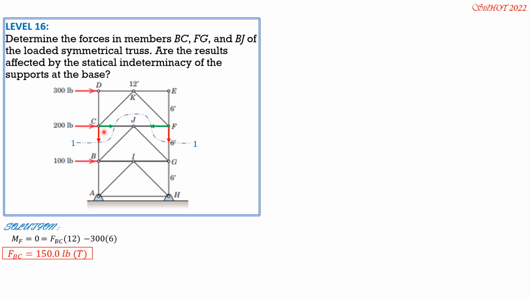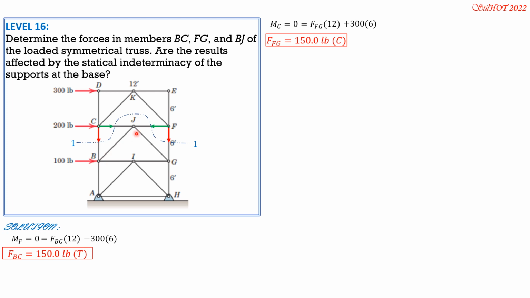Then we set moment at C equals 0 to solve for FG, this time clockwise positive. So we have FFG times 12, then plus 300 times 6. Then we can compute FFG. It is equal to negative, so negative 150 pounds compression.